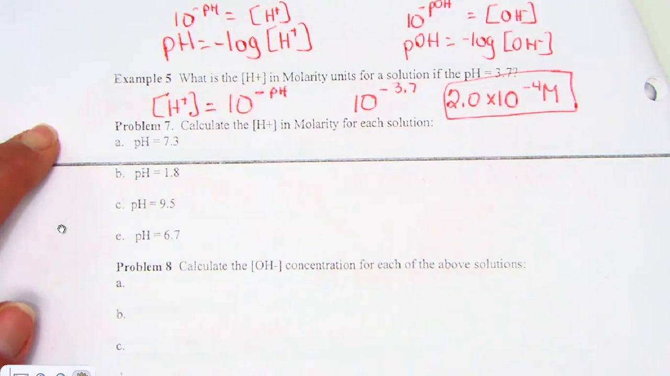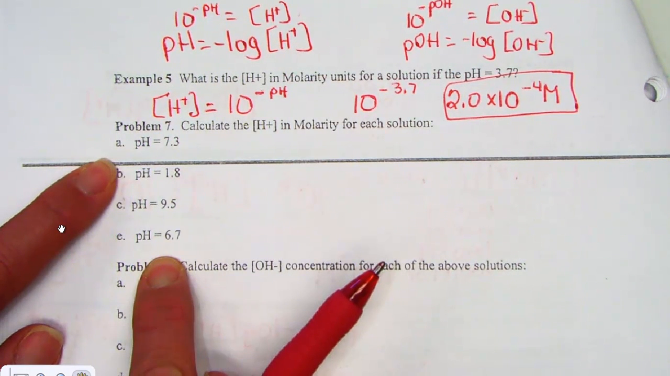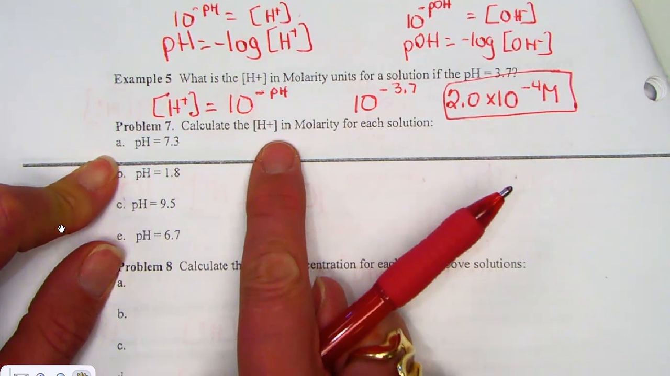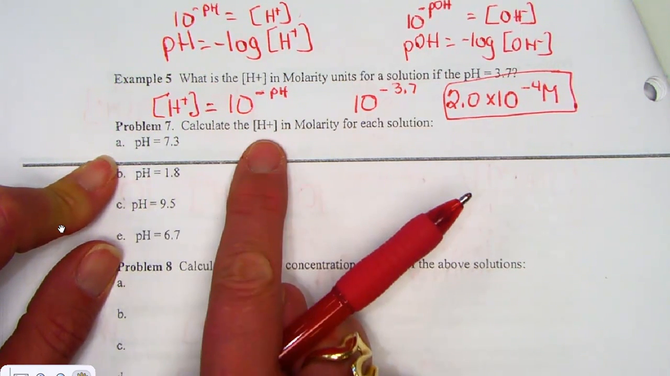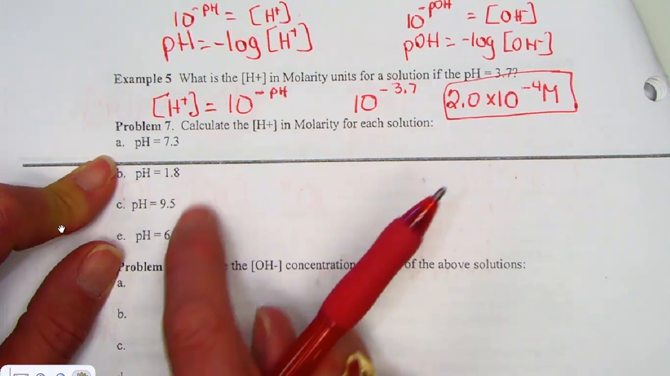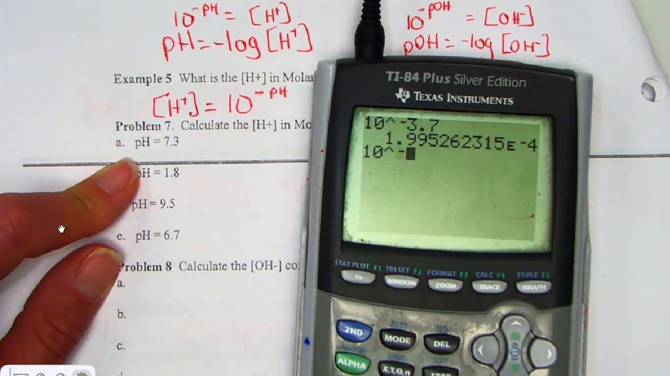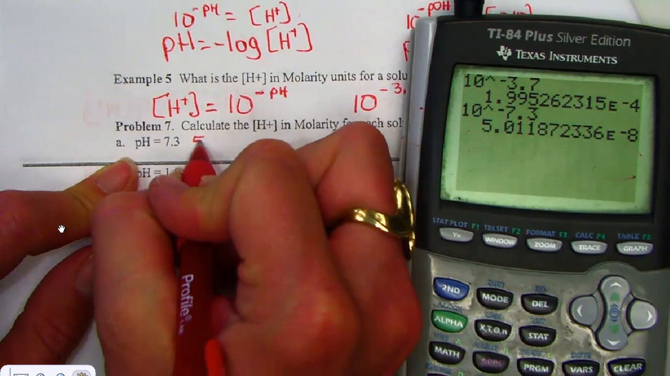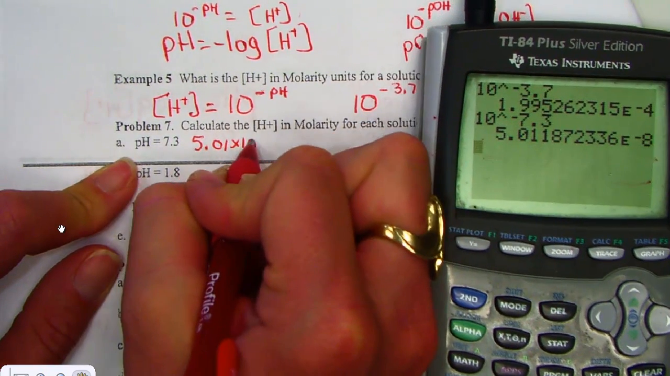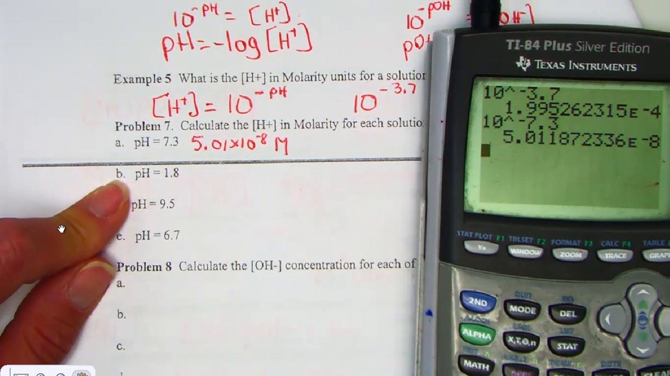10 raised to the negative pH. We're going to do that as a series here. 10 raised to the negative pH, finding hydrogen ion. Notice it's a direct match, just a one-step. pH comes directly from H+. I don't see any mismatch with hydroxides in there. So 10 raised to the negative 7.3. Our molar concentration of hydrogen, 5.01 times 10 to the negative 8th molar units. 10 raised to the negative 1.8.